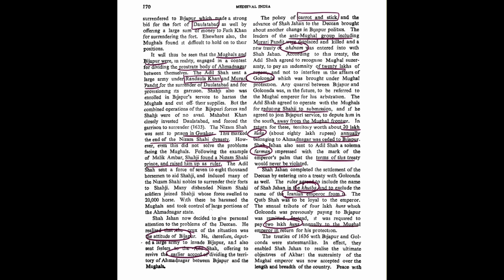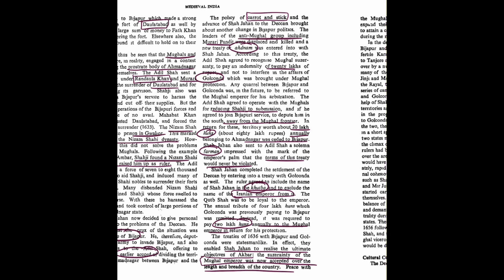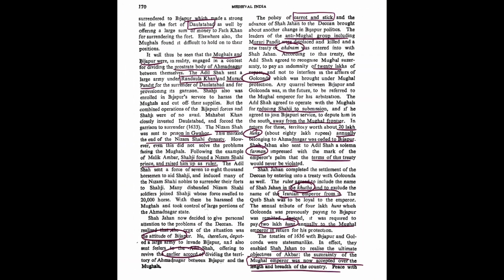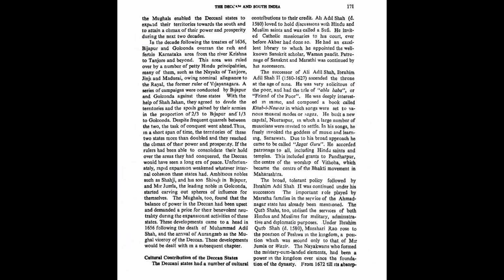The treaties of 1636 with Bijapur and Golconda were statesmanlike. In effect, they enabled Shah Jahan to realize the ultimate objective of Akbar. The suzerainty of the Mughal emperor was now accepted over the length and breadth of the country. Peace with the Mughals enabled the Deccan states to expand their territories towards the south and to attain a climax of their power and prosperity during the next 2 decades.